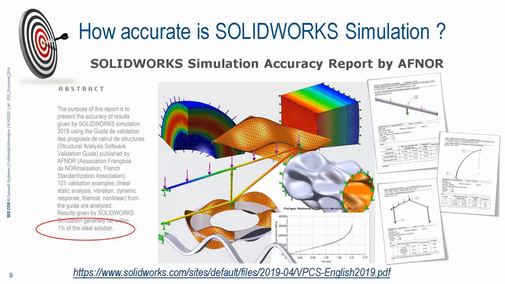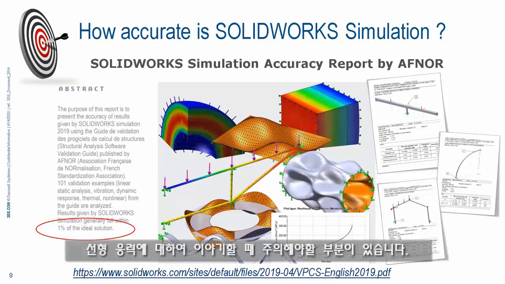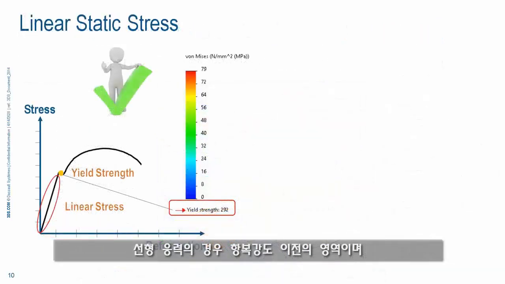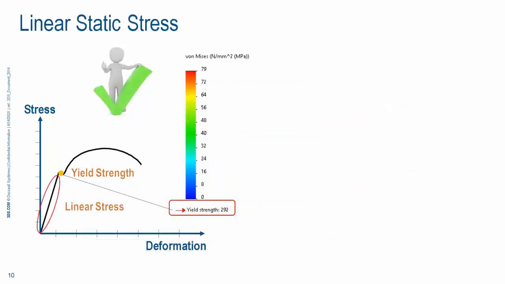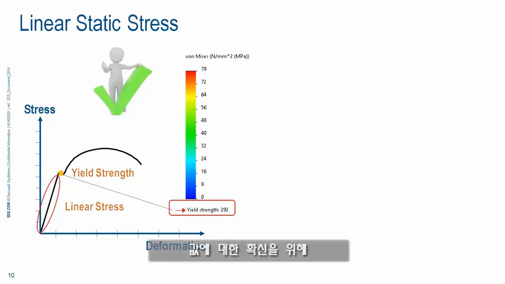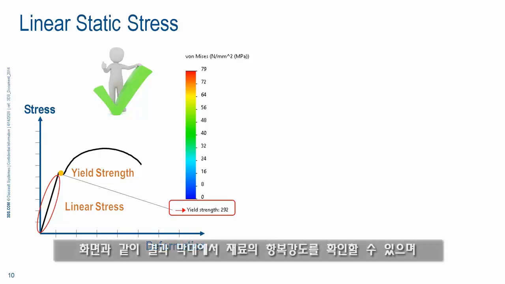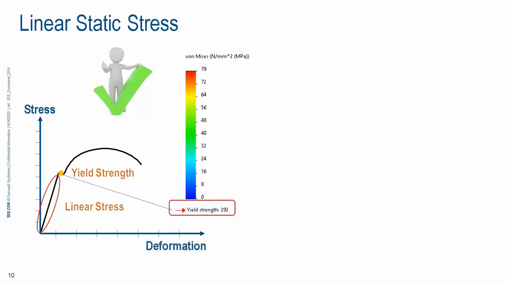So let's consider something here when we talk about the linear stress and what we need to think about when we're working with simulation, because we need to keep the result under the yield strength, because then we are sure that the results are correct. And as you can see on the result bar, the yield strength in the material.